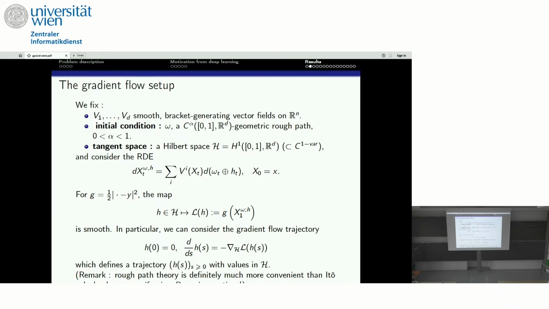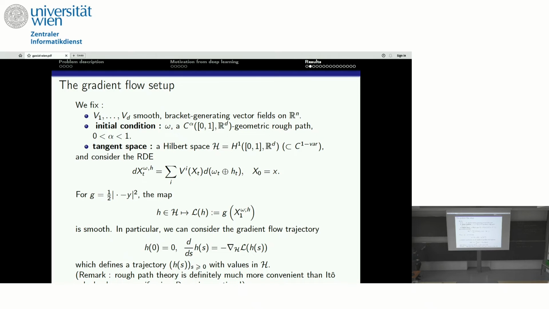Okay, so omega is the initial condition, and this is the only one that's going to be irregular. Basically here we take a rough path. If you don't know what a rough path is, it's just somehow a C alpha path, where the regularity here can be anything. And what we're basically doing is the same thing as before.